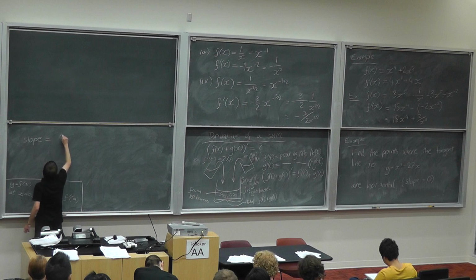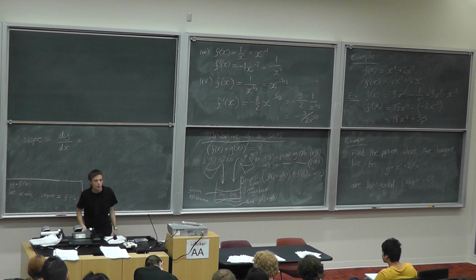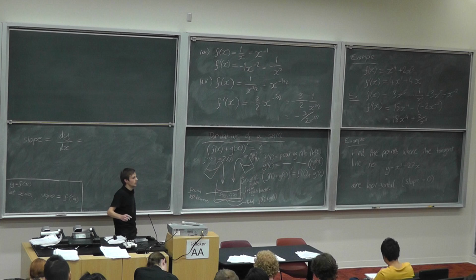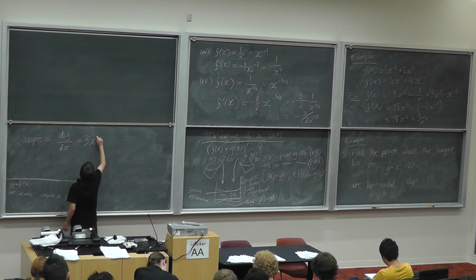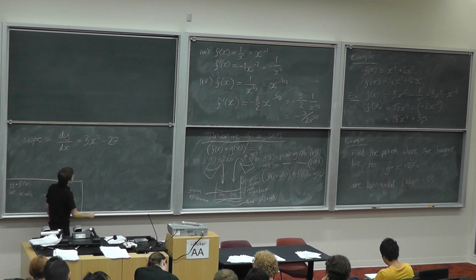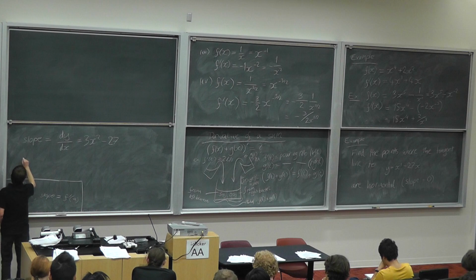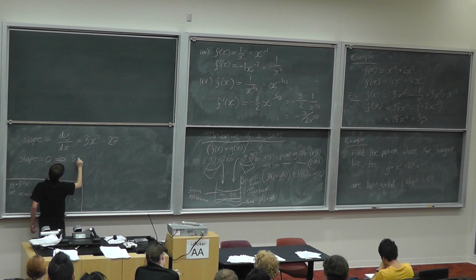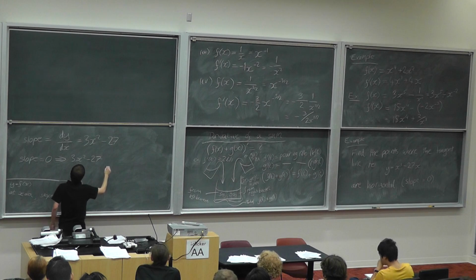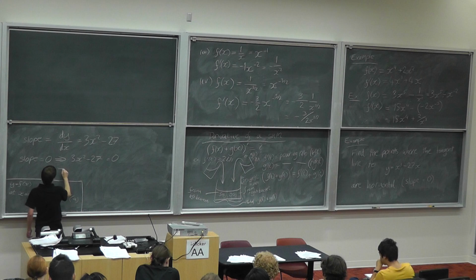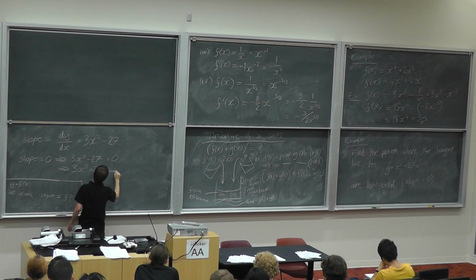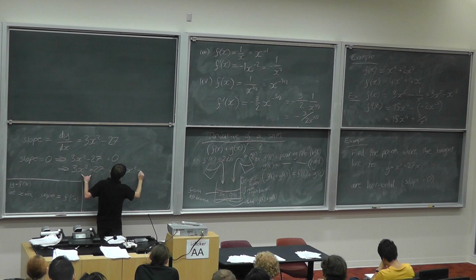So the slope of our function is dy by dx. So what is dy by dx in this example? 3x squared minus 27. And we want the points where the slope is 0. So slope equals 0 means that this is equal to 0. We can just solve this. So 3x squared is 27. Divide through by 3. x squared is 9.